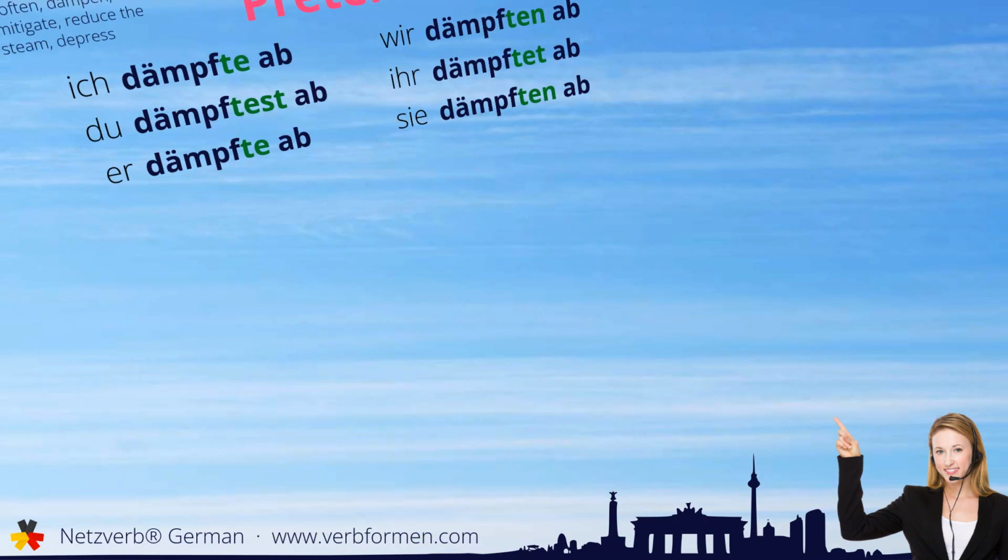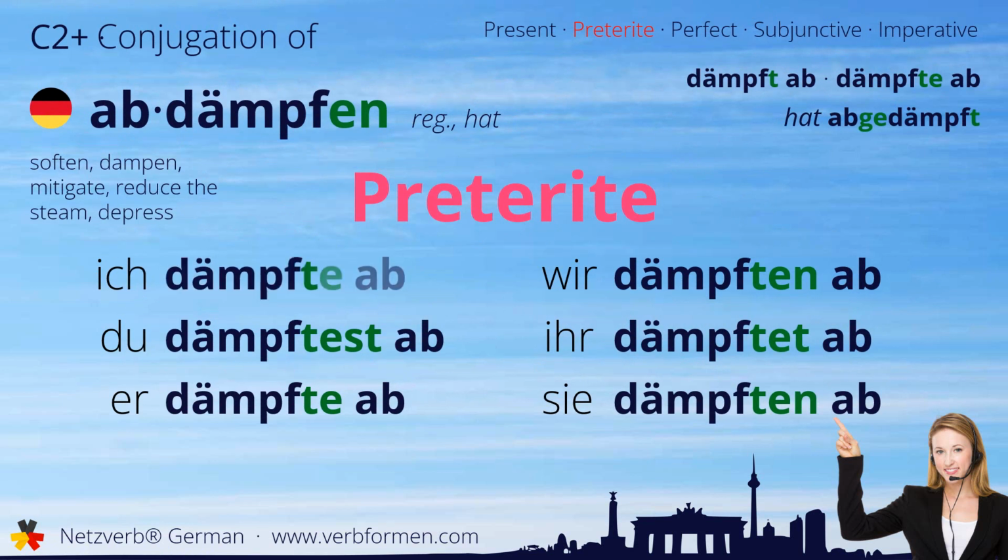Next up is the preterite. Ich dämpfte ab. Du dämpftest ab. Er dämpfte ab. Wir dämpften ab. Ihr dämpftet ab. Sie dämpften ab.